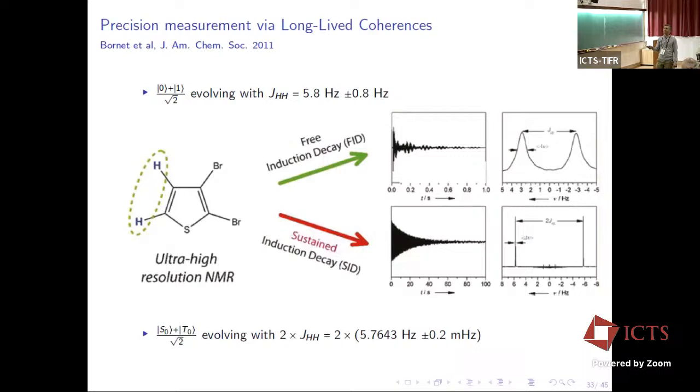But if you now check the spectrum of long-lived coherence, the line widths are drastically reduced, because you can collect signal for about 100 seconds, whereas here it is only 1 second. So the signal sustains for 100 seconds in this long-lived coherence, and the line width greatly reduces. You can see the precision here now goes up to about millihertz. So that's the advantage: the precision is greatly enhanced by going to the long-lived coherence.